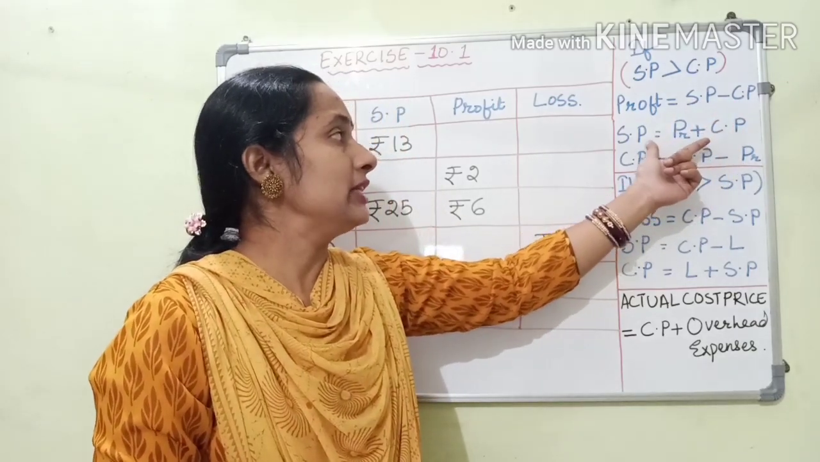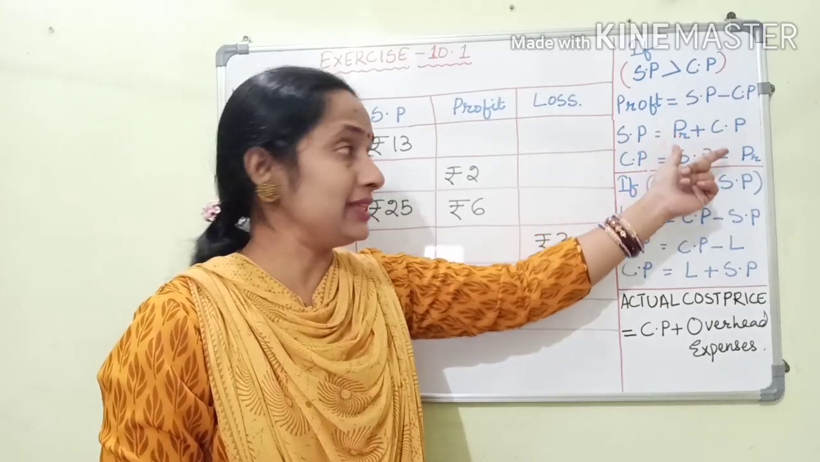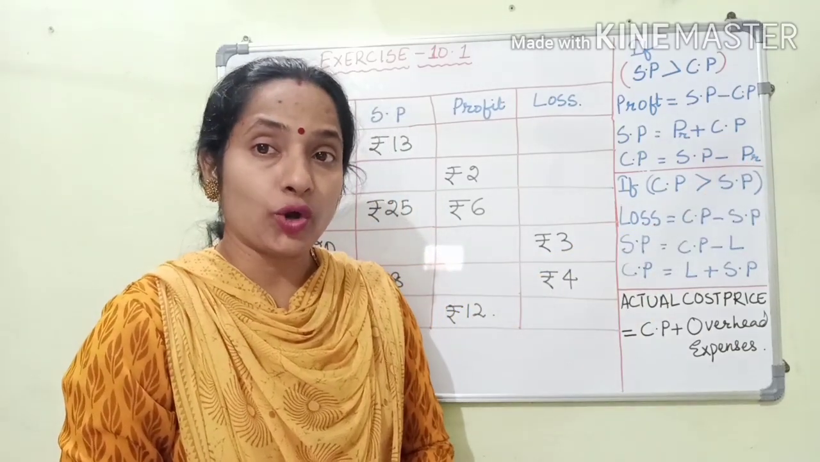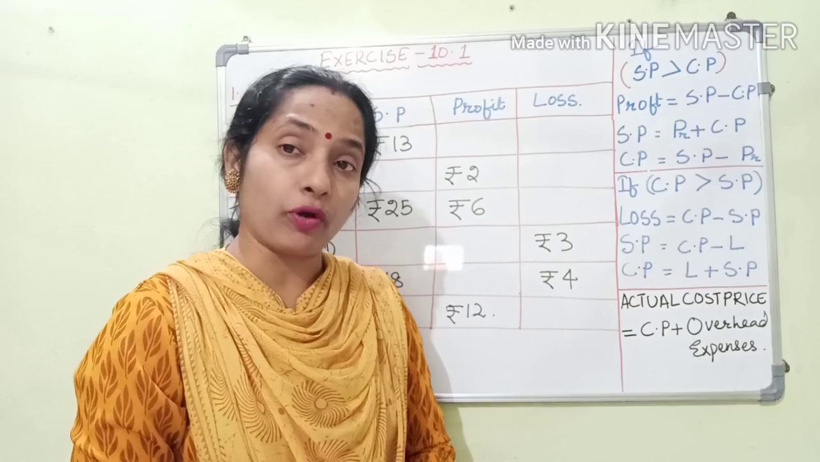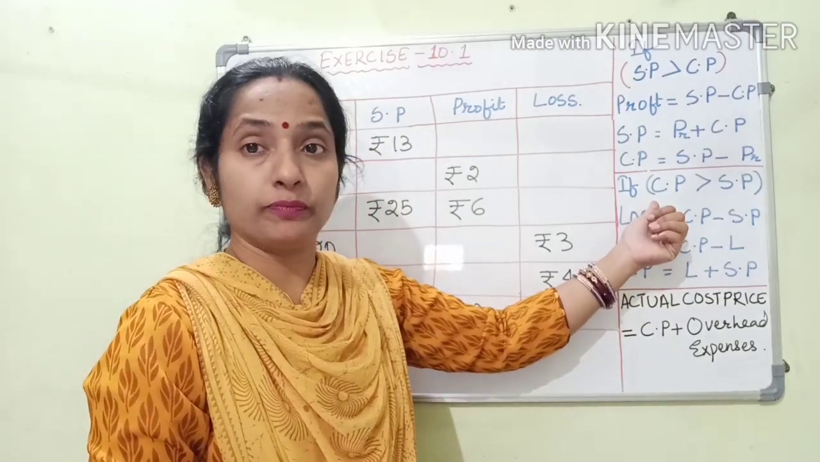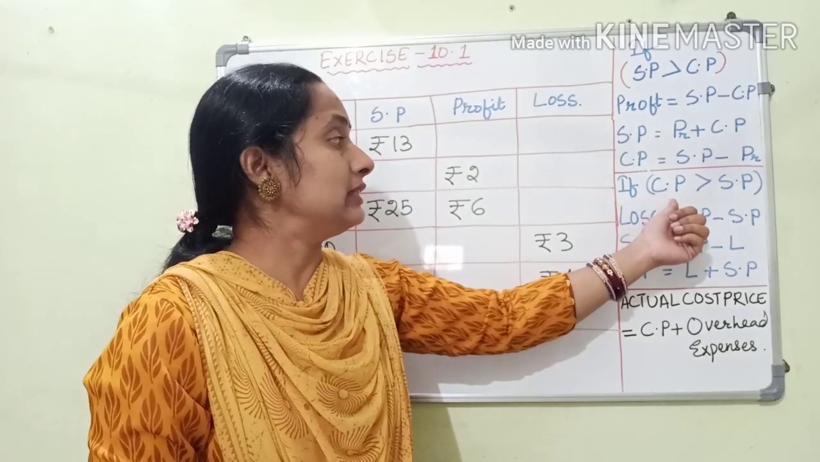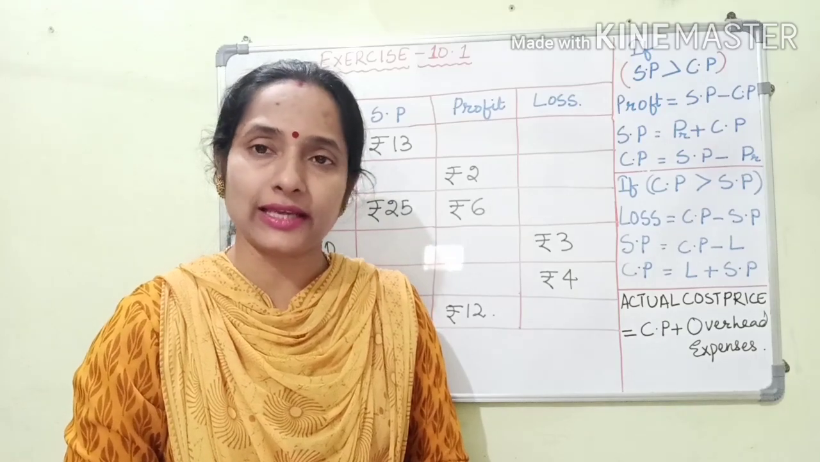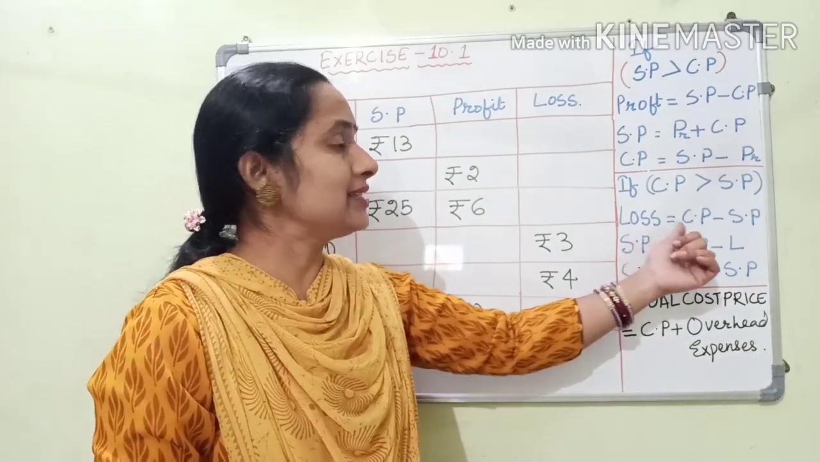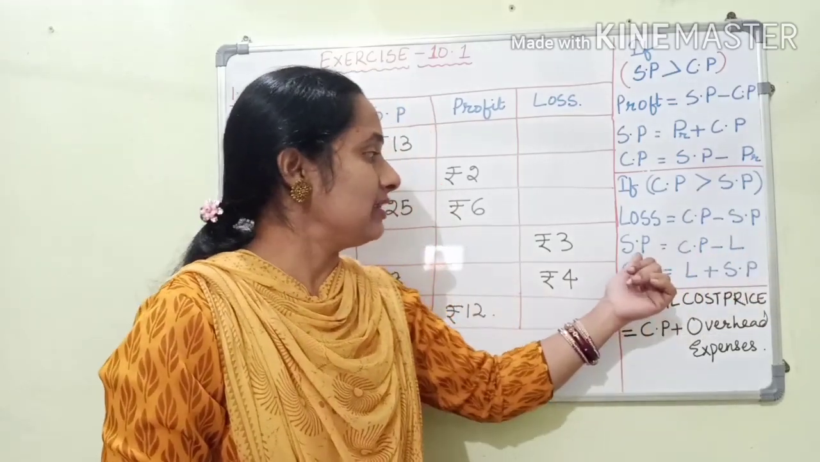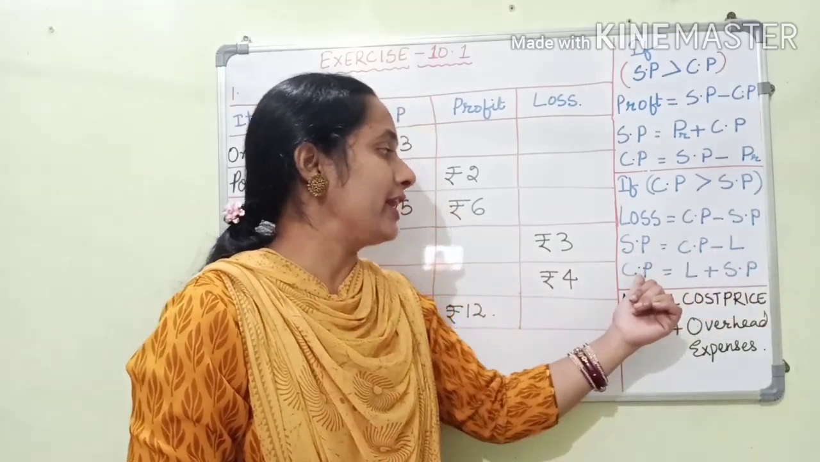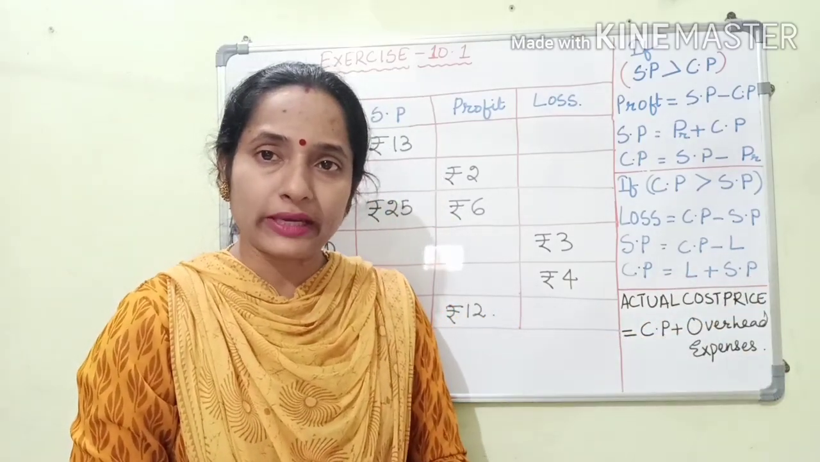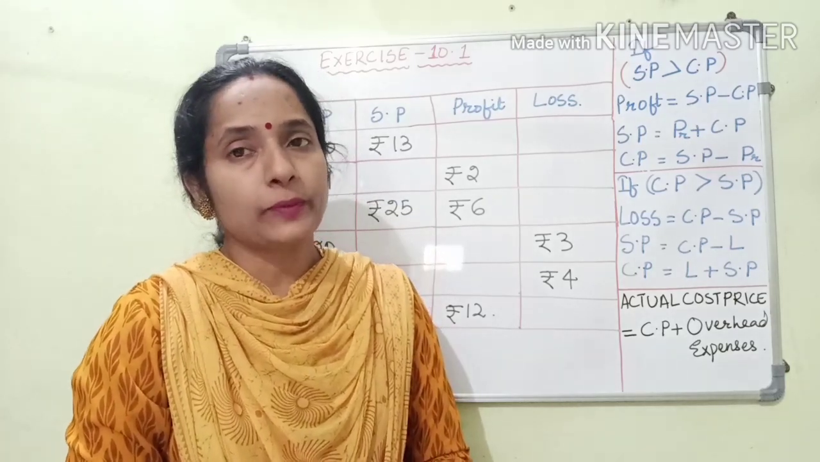The next formula: selling price is equal to profit plus cost price, and cost price is equal to selling price minus profit. So these all are the formulae related to profit. Now let us come to the formulae related to loss. When the cost price is greater than the selling price, in that case we have a loss. Now loss is equal to cost price minus selling price, is equal to cost price minus loss, and cost price is equal to loss plus selling price. So these are a few formulae that are related to loss.